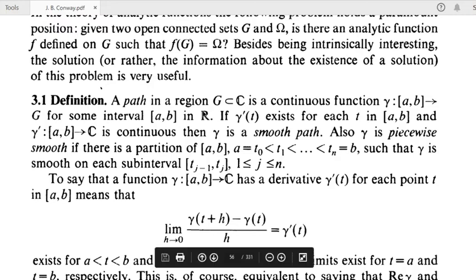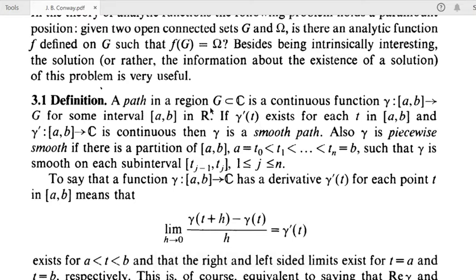A path in a region G subset of C, a region being an open connected set inside the complex plane, is a continuous function called gamma, from a closed interval [a, b] inside R into G.